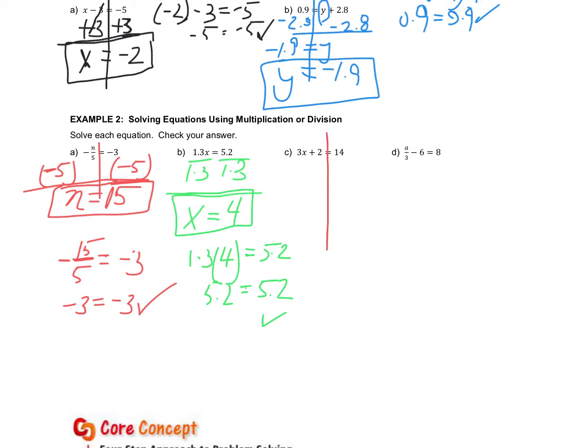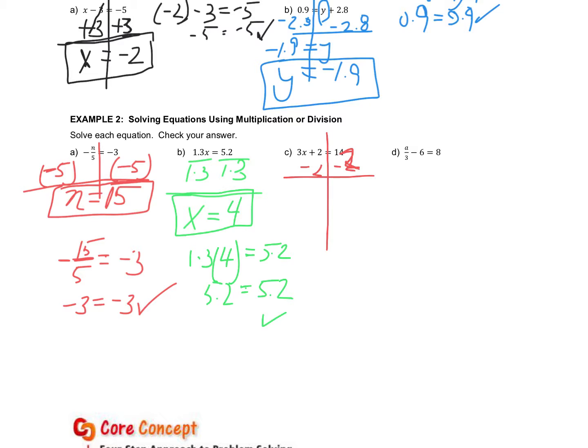Well, when I have more than one operation that I am undoing, I go in the reverse order of my order of operations. Normally we would do the multiplication first, so in reverse order, we take care of the addition first. So in this case, I'm going to subtract 2 from both sides to take care of the plus 2. Okay? Now, once I do that, I bring down what I get.